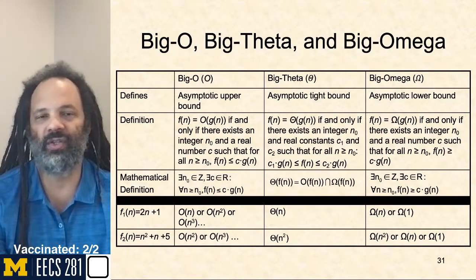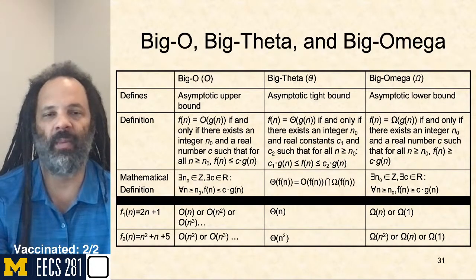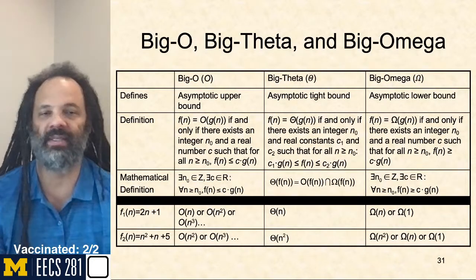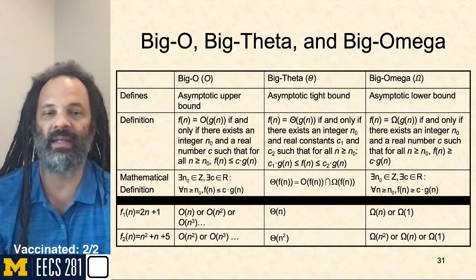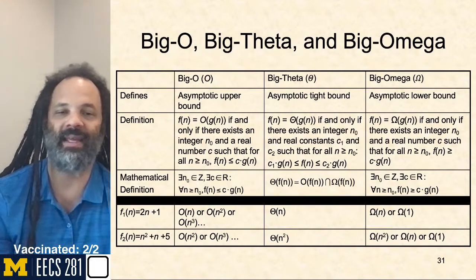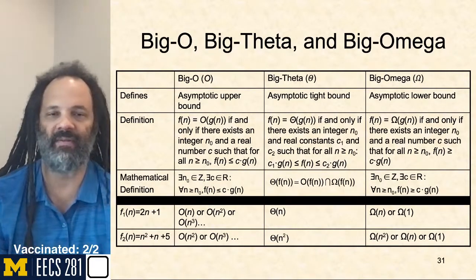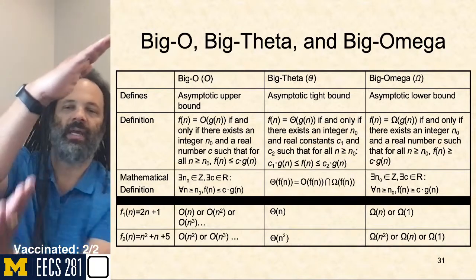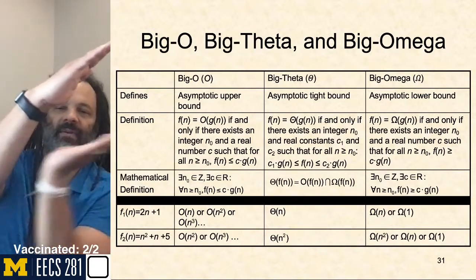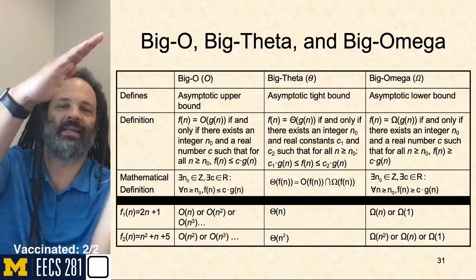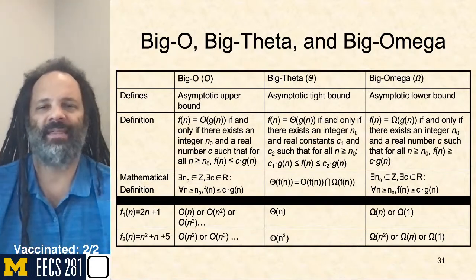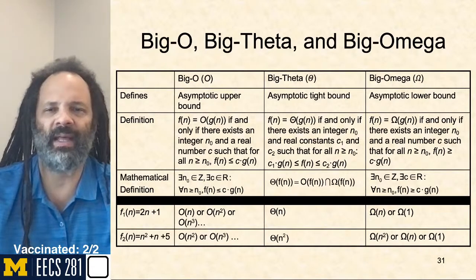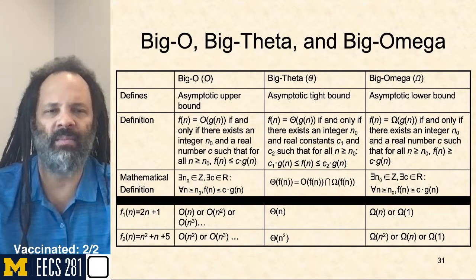And that definition just reads f of n is big omega of g of n if and only if there exists an integer n sub 0 and a real number c, such that for all n greater than n sub 0, f of n is greater than c times g of n. So the function in question is always above the bounding function, right? And when that's the case, that's a lower bound here. So that's what big omega is. And then big theta, you can think of that really as being the combination of big O and big omega.